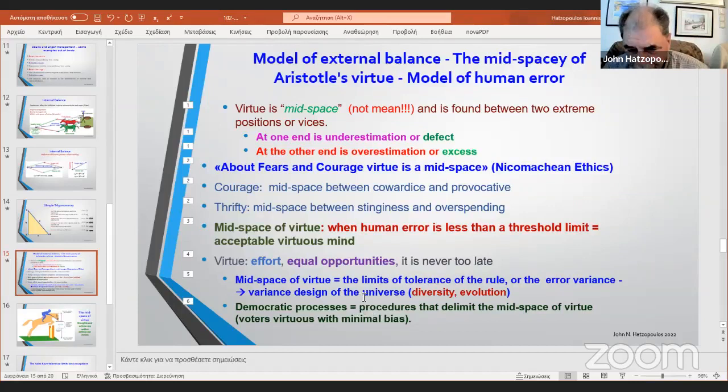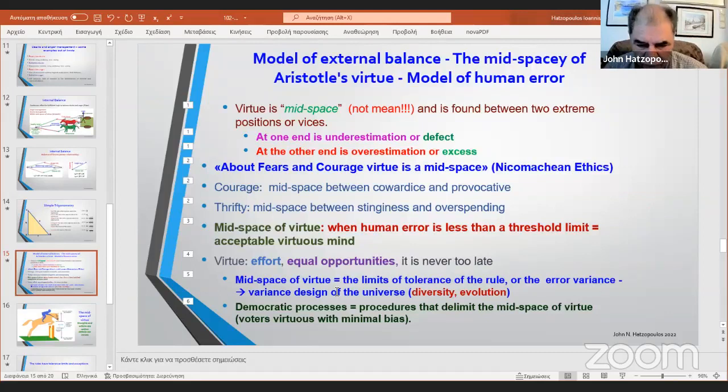Now, the mid-space of virtue is the limits of tolerance of the rule. We said that nature has laws and rules, but the rules are the ones that guide the performance of nature's objects. We may say that the error is the error variance in the performance of nature's objects, the mid-space of virtue. The variance is actually a parameter of the design of nature in order to have diversity and evolution. If everything were perfect, we wouldn't have diversity and evolution. Some people say that nature makes mistakes because bad things happen. No, they are part of the design to have diversity and evolution.